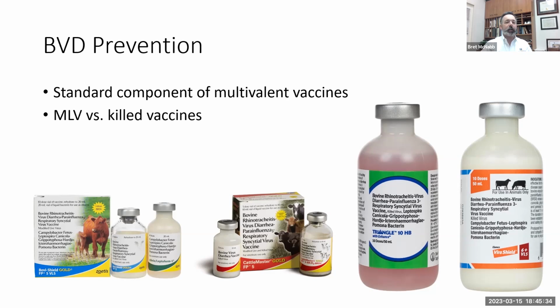And you can see all these are going to contain bovine virus diarrhea. But if you look at the subtext, you can see what contains type 1 and type 2. Most are going to contain type 1, only a few contain types 1 and 2. But it's going to be a standard component anymore in most of our multivalent vaccines.